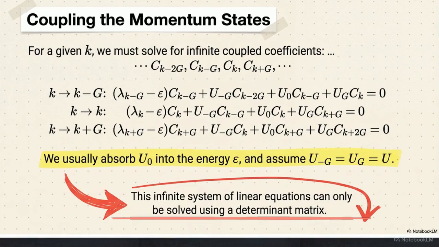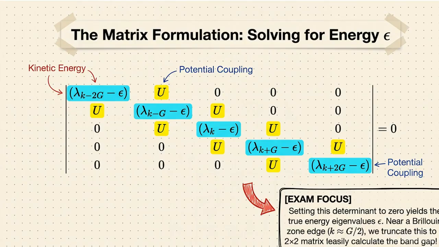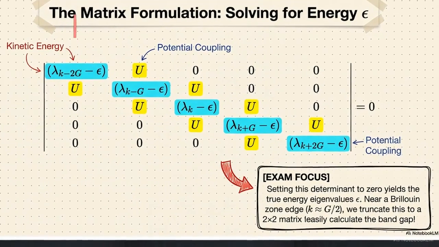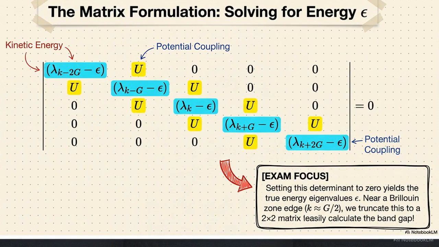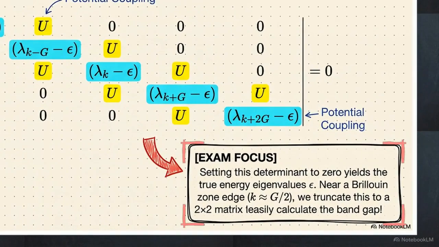This determinant matrix repackages the infinite system. Kinetic energy terms run down the center diagonal, with periodic potential coupling off diagonal. Setting this to 0 yields energy eigenvalues. Near the Brillouin zone edge, it truncates to a 2x2 grid, allowing us to calculate the band gap.